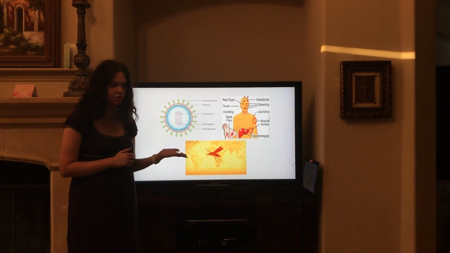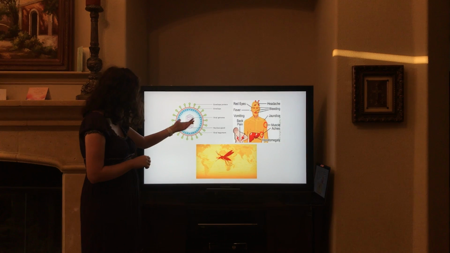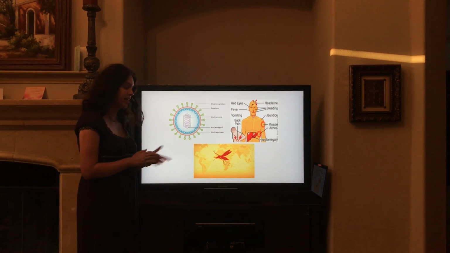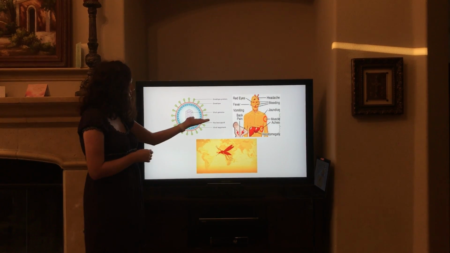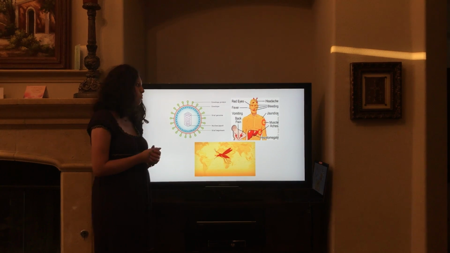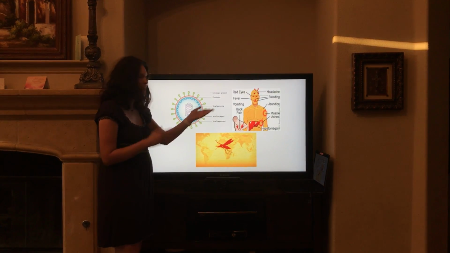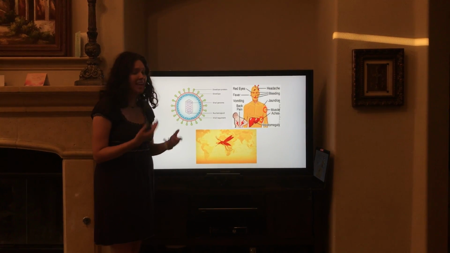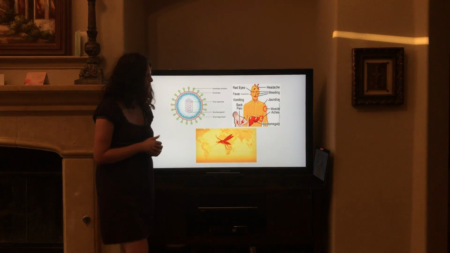So here I have some pictures. The first picture is the structure of the virus. It's enveloped and it's an RNA virus. This picture right here shows that the yellow fever is spread by mosquitoes. And then this picture right here shows some symptoms that a patient may have if they contract yellow fever. Some minor symptoms may include a low-grade fever, vomiting, back pain, headache, and then in more severe cases it will be internal bleeding and jaundice.